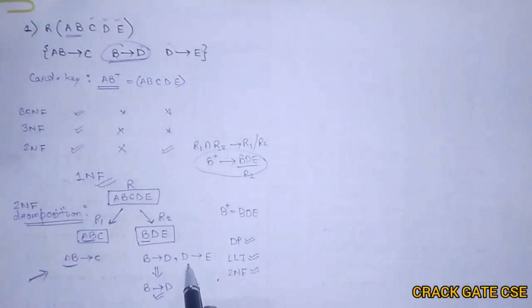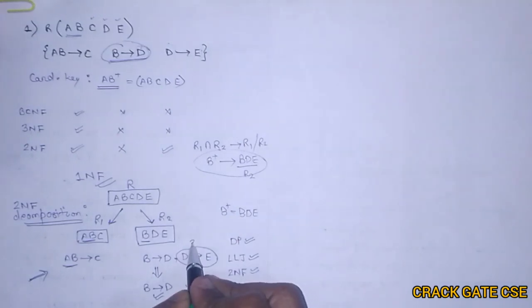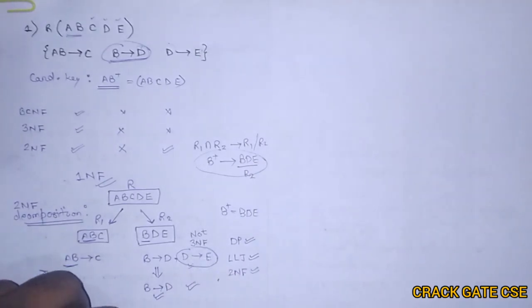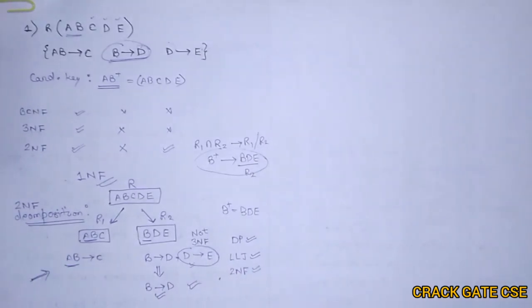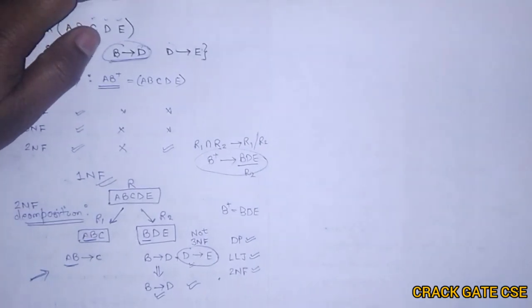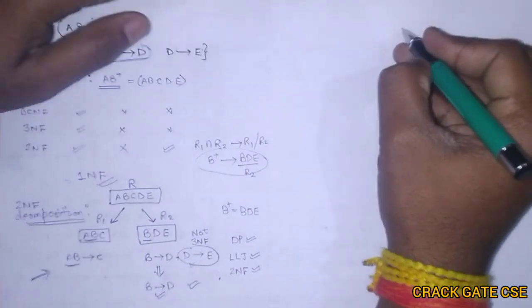But check this particular relation. In this relation, D, that means the left hand side is not a key, but the right hand side is a non-prime attribute. So if the right hand side is a non-prime attribute, it is violating the 3NF case. So we can say that this particular dependency is not in 3NF. Now we have to decompose it into 3NF. So what we have to do is separate that particular functional dependency which is violating the case.